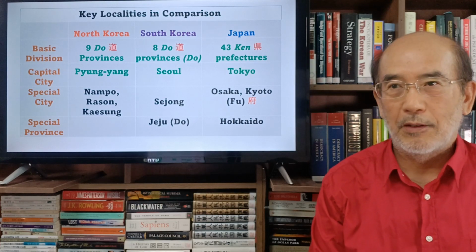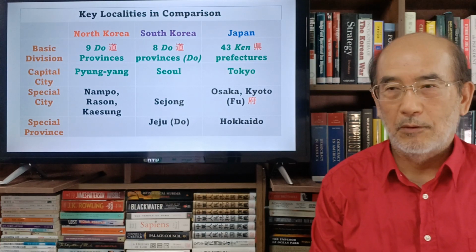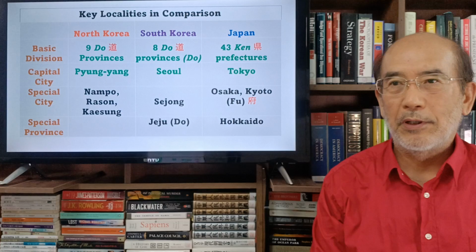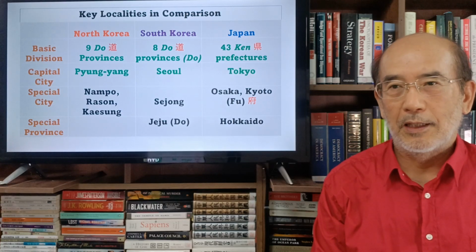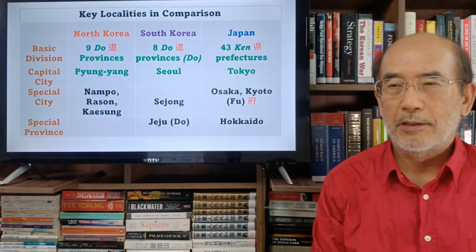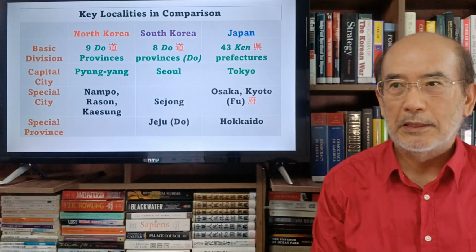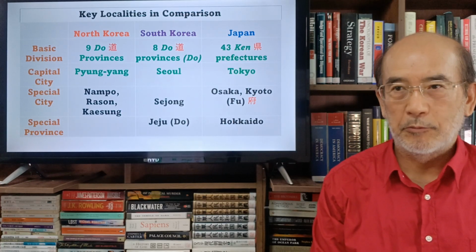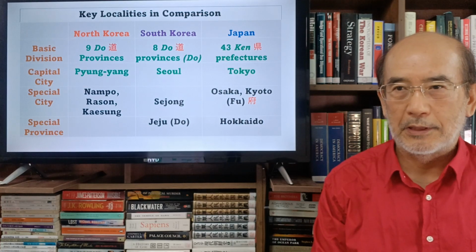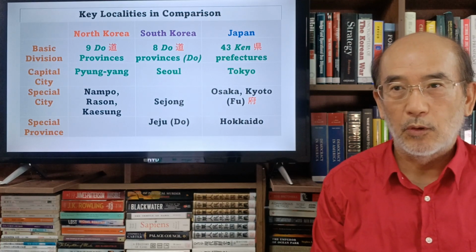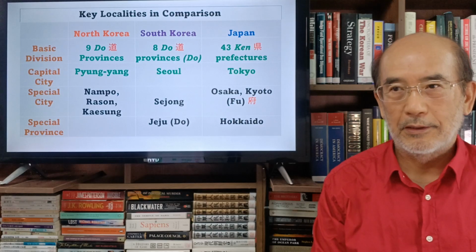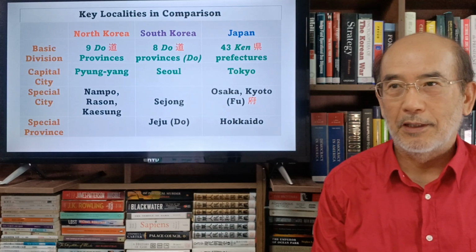Well, today our main subject is localities. Let's compare key localities of North Korea, South Korea, and Japan. The basic division of administration of the three countries is, first of all, do in North Korea, also the same do in South Korea.